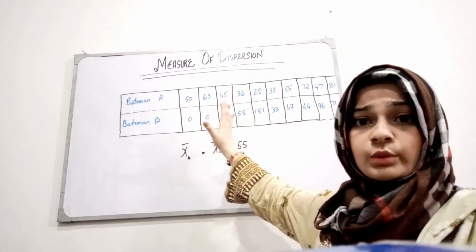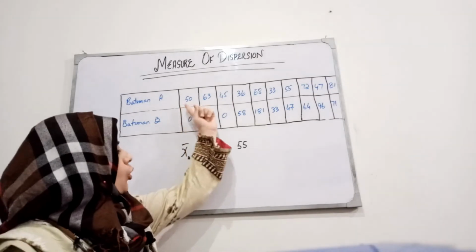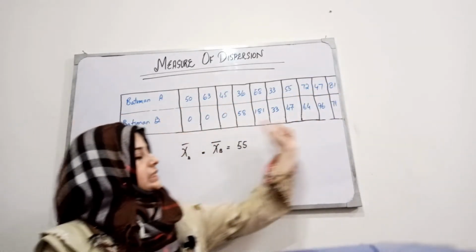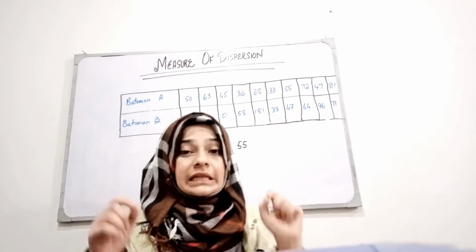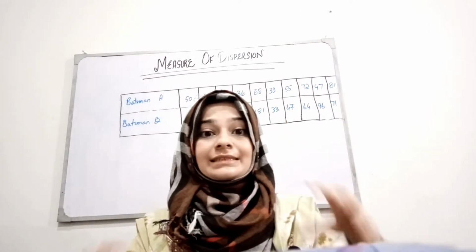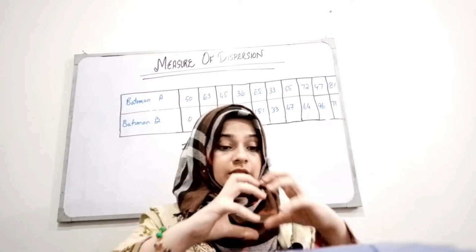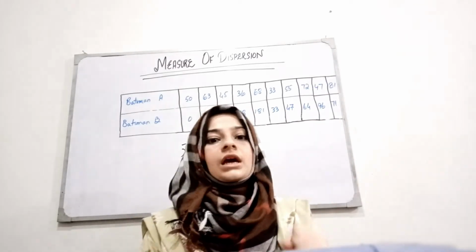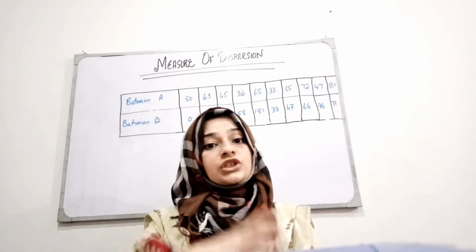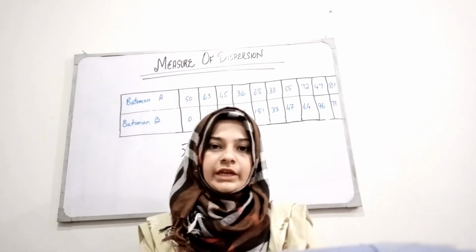These are the scores scored by batsman A and batsman B in an inning. Batsman A scored these scores and batsman B scored these scores. They both have the same mean, which is 55, but you can clearly see that there is variation, a difference between these two data sets. For finding out that difference, we need a quantitative value to compare it, and for that we will cover today the measure of dispersion, which tells about the variability, the variation in two or more sets of data. So now let's start: what is the measure of dispersion?